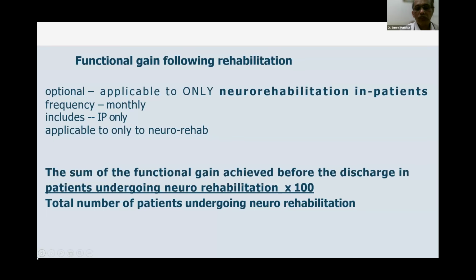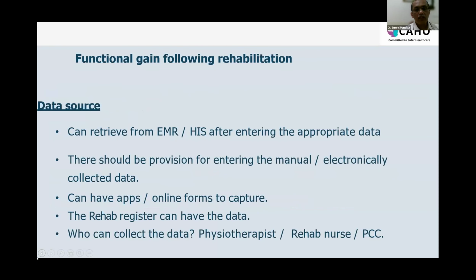It says the sum of the functional gain achieved before the discharge in patients undergoing neurorehabilitation, multiplied by 100, divided by the total number of patients undergoing neurorehabilitation. Very, very simple. The sum of the functional gain achieved before the discharge in patients undergoing neurorehabilitation, multiplied by 100, divided by the total number of patients undergoing neurorehabilitation. I am sure that I have confused all of you. Let's see how to measure this functional gain.